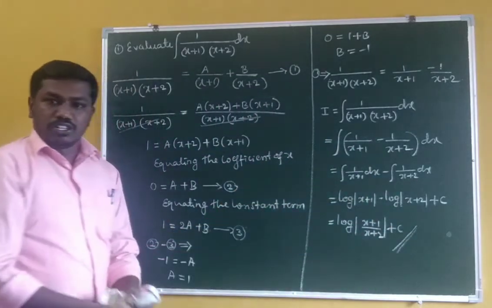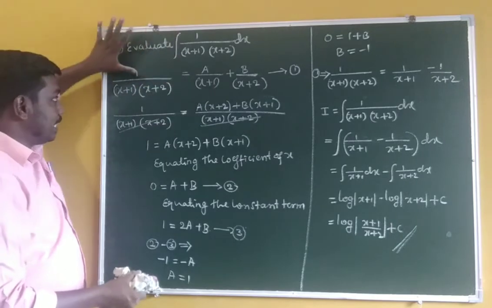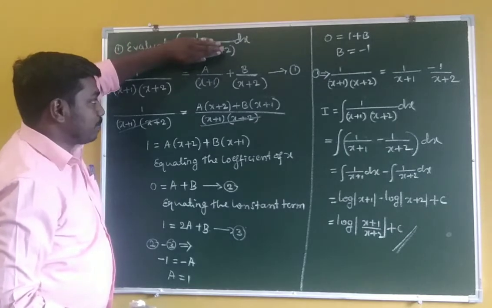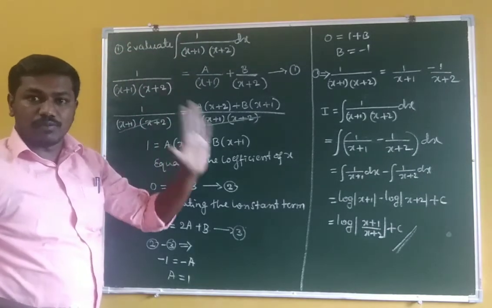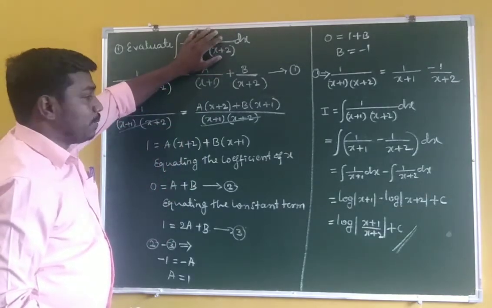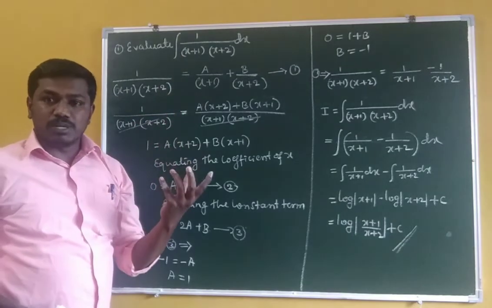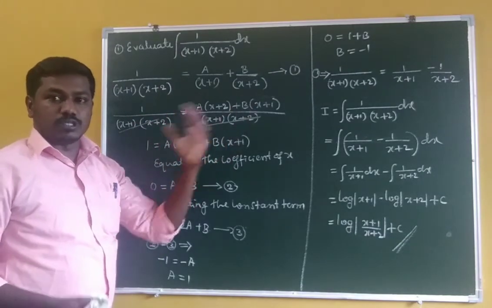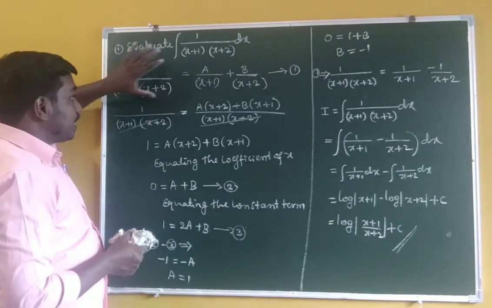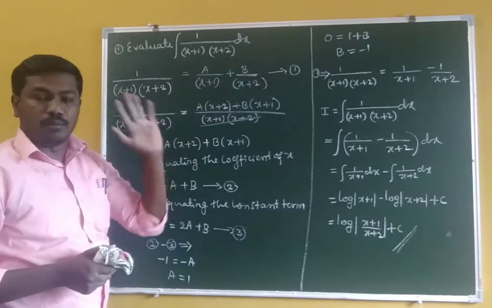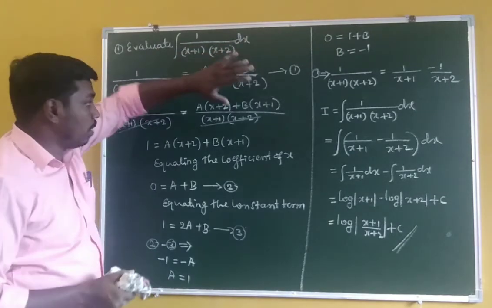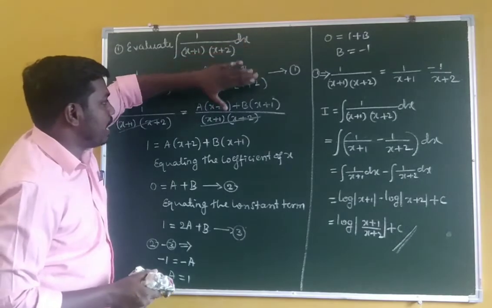That's over. Are you clear? So the first type is the integration of px plus q divided by x minus a into x minus b. First of all, we must observe the integrand carefully. Suppose the integrand is in the first form, px plus q divided by x minus a into x minus b. What to do here? The given rational function can be written in partial fractions of the form A divided by x plus 1 plus B divided by x plus 2.